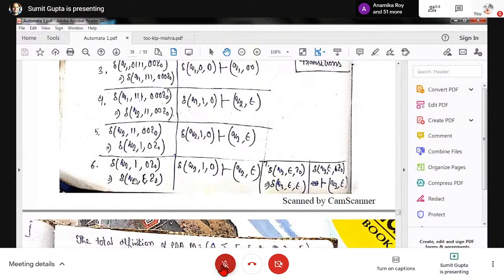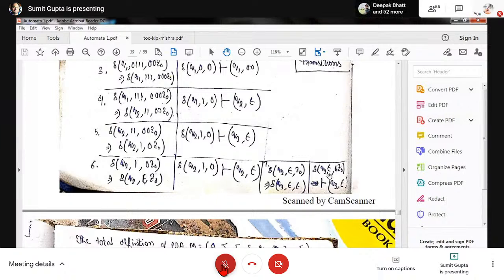So what do we have in the end? In the end, we have Q2 epsilon Z0. That should give me Q3 epsilon. So why epsilon? Why are we doing this particular stage? For this stage, we are using the transition function, which is delta of Q2 epsilon Z0.